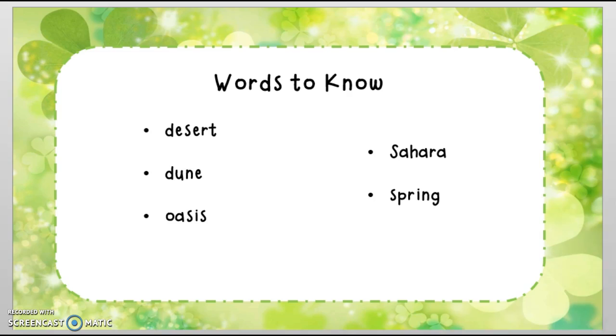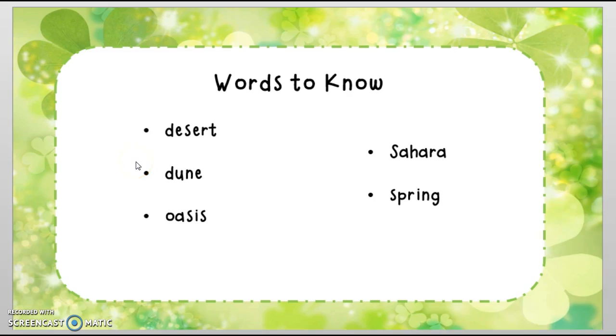All right, so now we are ready to begin, and we are going to start by reviewing our words to know. We have discussed these words over the past 2 lessons, so they should be pretty familiar for your student, but we are going to briefly review the definitions of each of these words. The first word we have is desert, and a desert is a large area of land where there is little water, little rain, and few plants.